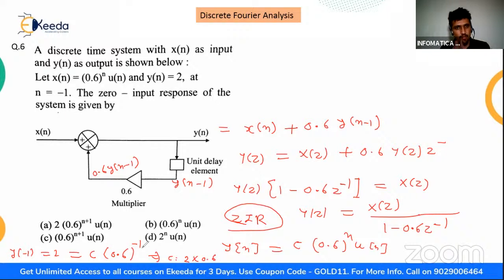In that case yn will be, putting in the value, 2 times 0.6 raised to the power n plus 1, multiplied by un. Basically they should have mentioned the initial condition, and then we would have to take care of those. So this will be the answer: 2 into 0.6 raised to the power n plus 1 un.